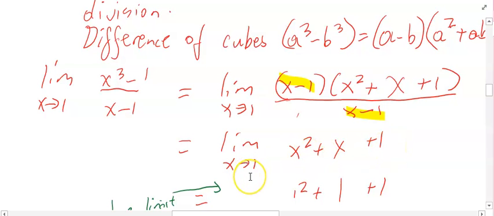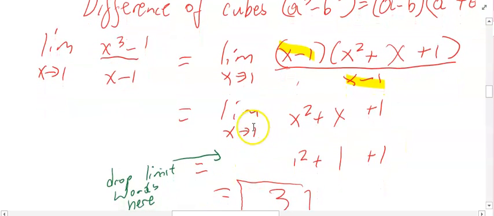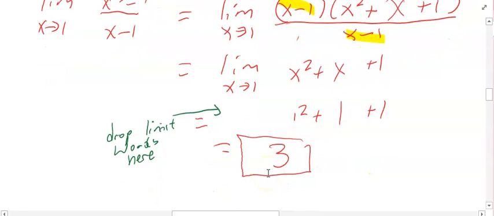Now we can do the step where we plug in our 1. We don't have a problem with the denominator anymore. We don't have an indeterminate form if we plug in, because 1 squared plus 1 plus 1 will give you a numerical value, and that is 1 plus 1 plus 1 equals 3. Now notice in terms of our notation when we're working with limits, we always drop the limit words at the point or the step where we plug in our numbers, okay?